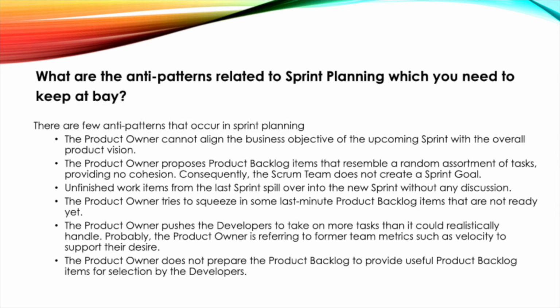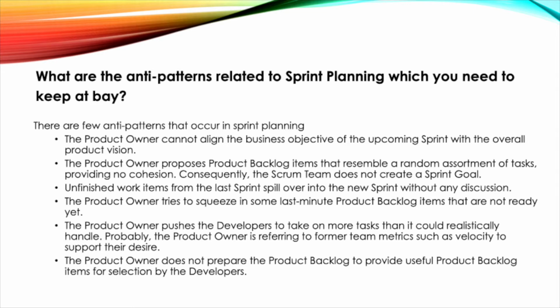What are the anti-patterns related to sprint planning which you need to keep at bay? There are a few anti-patterns that occur in sprint planning. The product owner cannot align the business objective of the upcoming sprint with the overall product vision. The product owner proposes product backlog items that resemble a random assortment of tasks, providing no cohesion. Consequently, the Scrum team does not create a sprint goal.